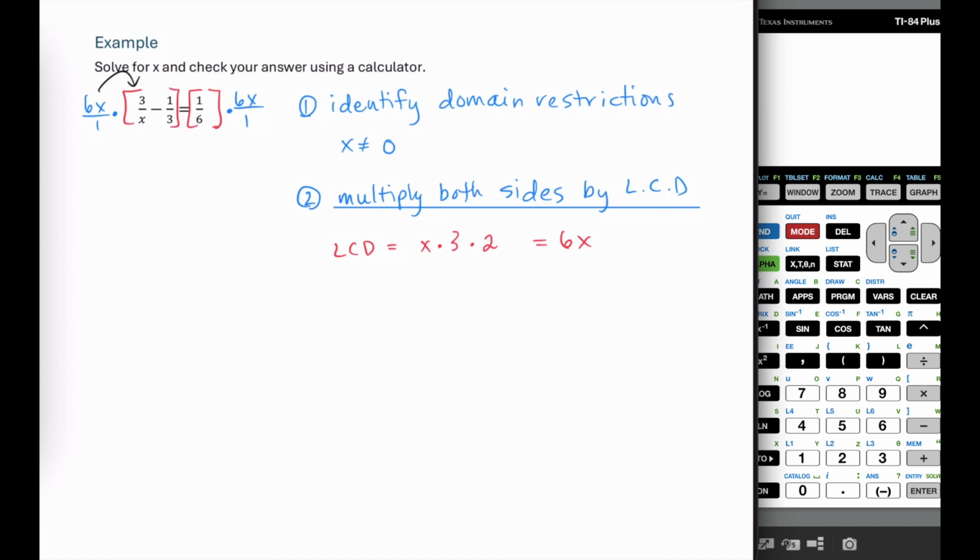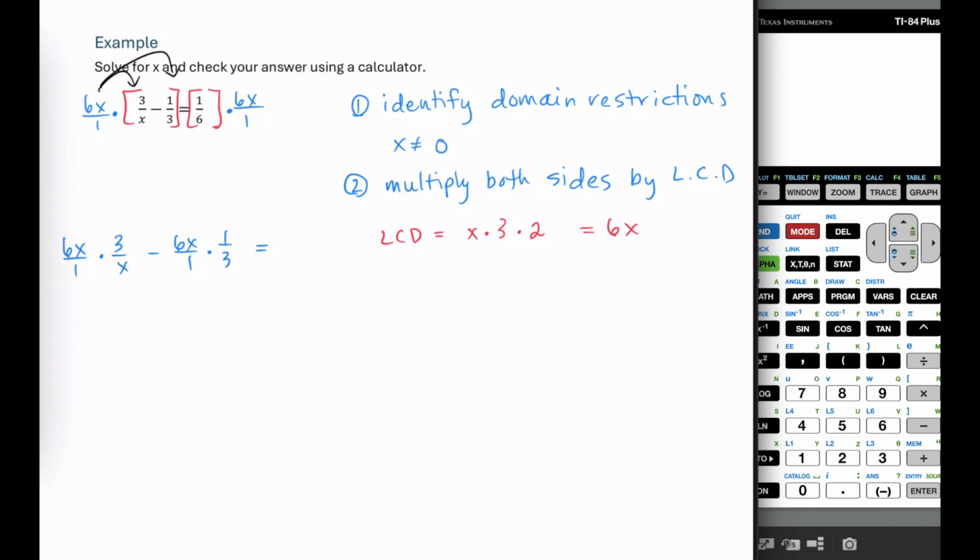So let's start by distributing this LCD into both terms on the left. So we'll end up with 6x over 1 times 3 over x minus 6x over 1 times 1/3. And then on the right-hand side, we'll have 6x times 1 over 6. So this is our LCD times the right-hand side.